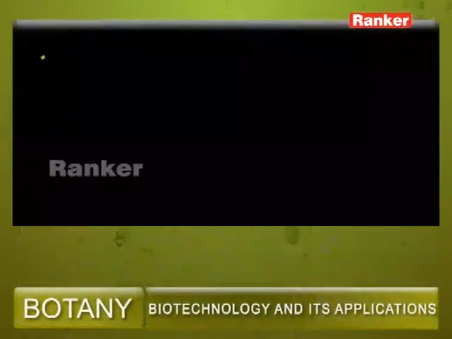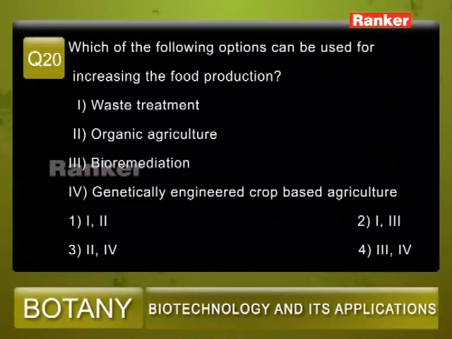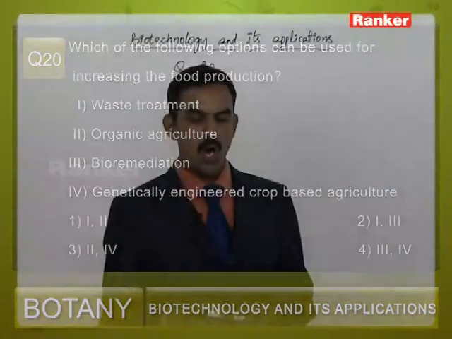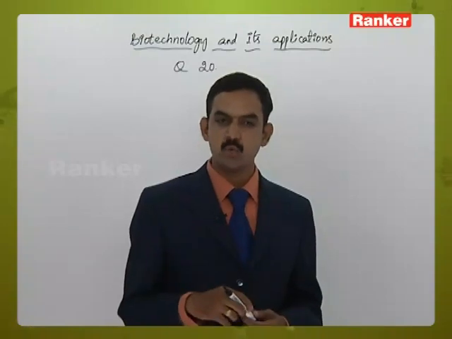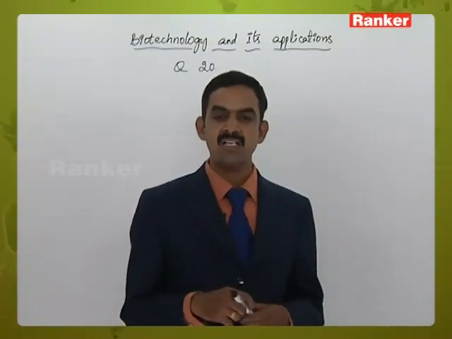Question number 20. Which of the following options can be used for increasing the food production? 1, waste treatment. 2, organic agriculture. 3, bioremediation. 4, genetically engineered crop based agriculture. Options: 1, 1 and 2; 2, 1 and 3; 3, 2 and 4; and 4, 3 and 4.